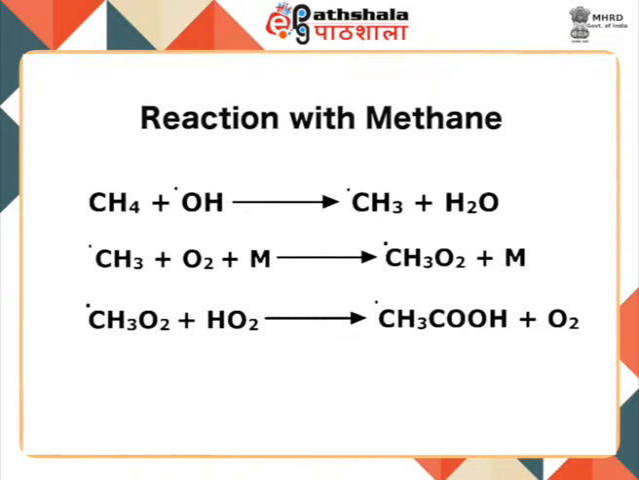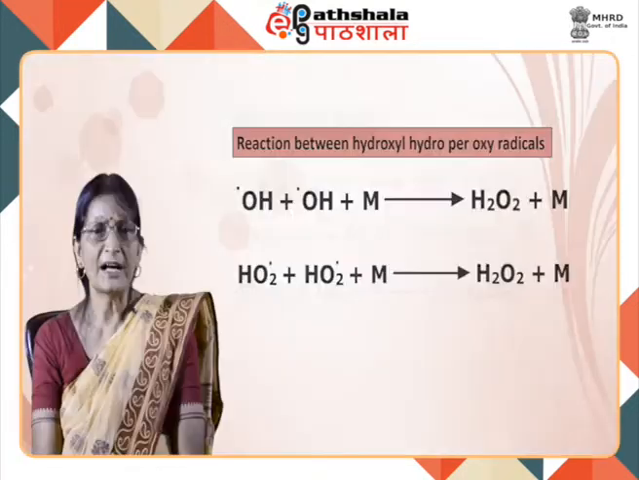The methyl radical so formed is then converted into CH3O2 by the reaction of CH3, the methyl radical, with oxygen and a third body in a collision. So we get CH3O2 and the third body, which can gain some translational energy from this. This can then further react with the hydroperoxy radical. CH3O2 plus hydroperoxy radical will give a radical CH3COOH and molecular oxygen. Hydroxyl radical and hydroperoxy radical can also react with each other.